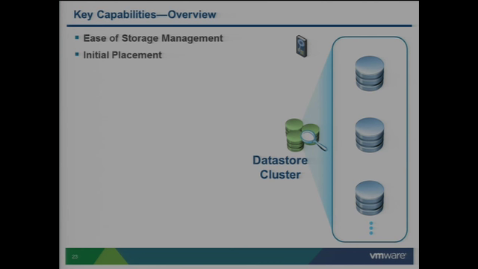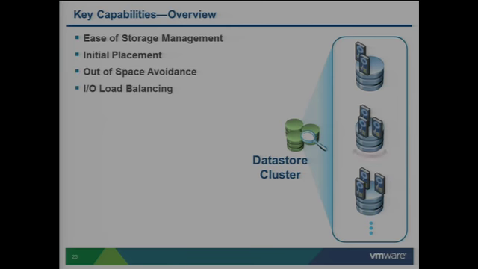So remember the profile-driven storage I said? Based on that, it will assign it to the right data store cluster. It also takes care of out-of-space avoidance and I/O load balancing. So for example, if one data store in that cluster gets overloaded, storage vMotion happens to other data stores in the cluster. And the workloads move, and now it's back to normal.